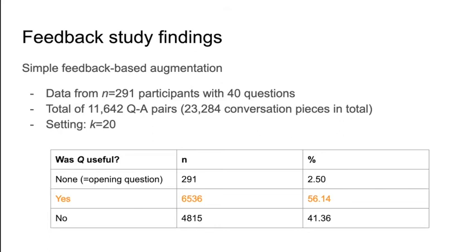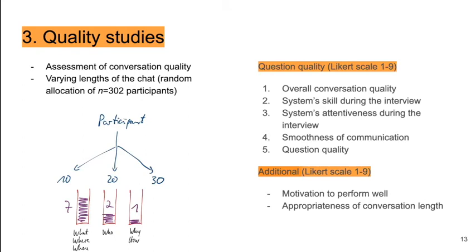So the findings here, I'll keep this short because I want to go to the deception part. Essentially, this led us to 6,000 new conversation Q&A pairs that were judged as really useful, and we could include them into our database. Now, this was all, again, no deception involved at all. This was just to develop a system that can ask questions. Then we had a next set of studies, which we call the quality studies, because we wanted to know how good the system is. So how do participants perceive this? How do they like this?